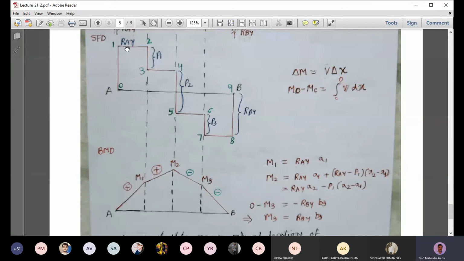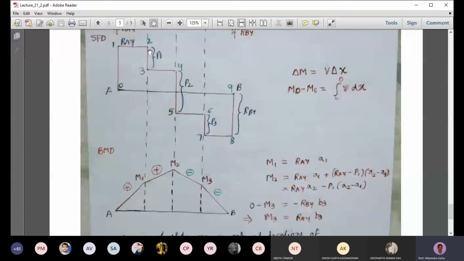The area under the shear force diagram is positive. As you move to the right from this section, the bending moment will keep increasing. So the bending moment is increasing, and at this point, what is the bending moment? It will be M1, and the value of M1 will be the area under this curve. So it will be RAY times this distance, which is a1. So the M1 value will be RAY times a1.